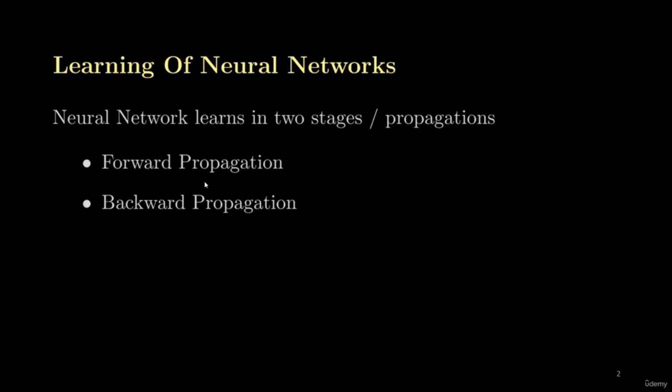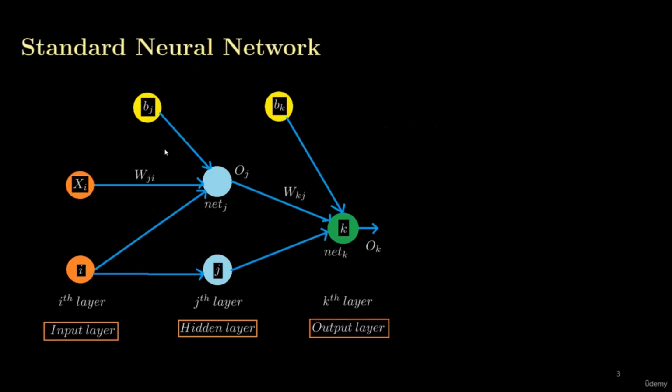So this is the neural network which we are going to use in order to understand forward propagation and backward propagation. That is called the standard neural network. It has an input layer, a hidden layer, and an output layer.